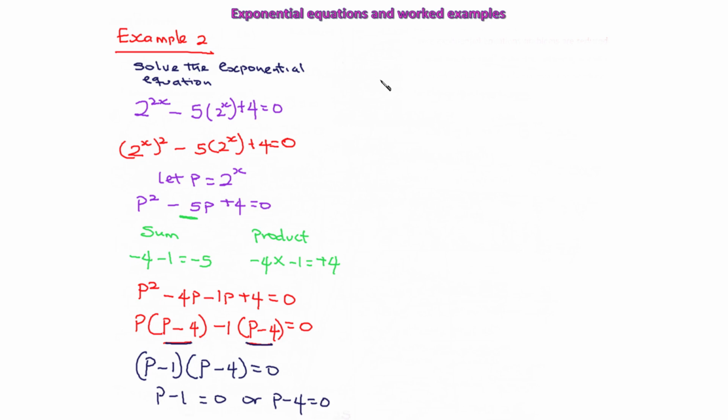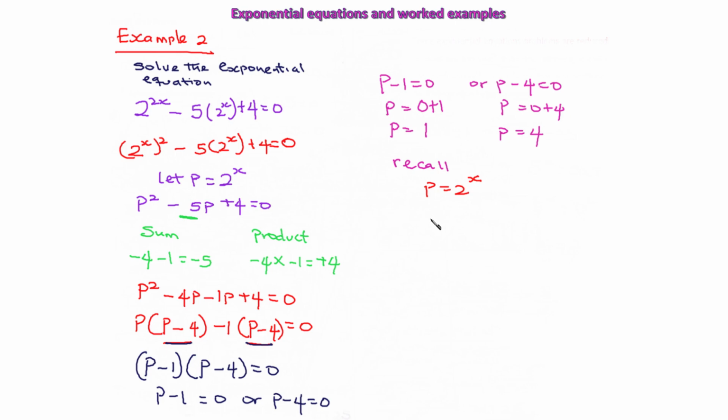Now let's go to more solutions. Then you have p minus 1 is equal to 0. p is equal to 0 plus 1. p is equal to 1. Or p minus 4 is equal to 0. p is equal to 0 plus 4. p is equal to 4. Now we have two values for p. But let's recall something. What are we recalling? Our p is equal to 2 raised to power x.